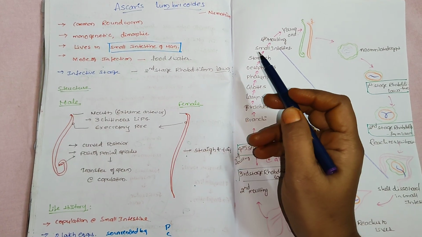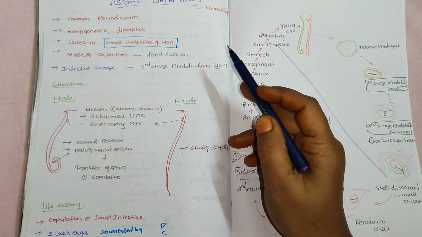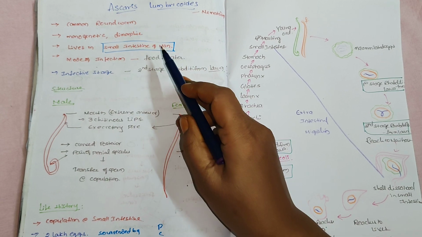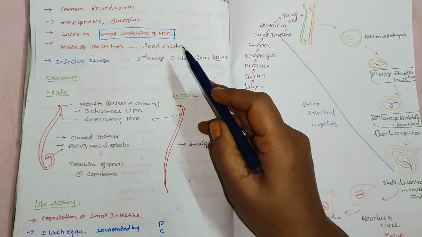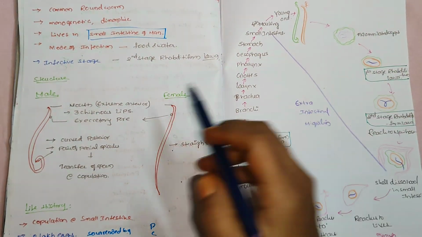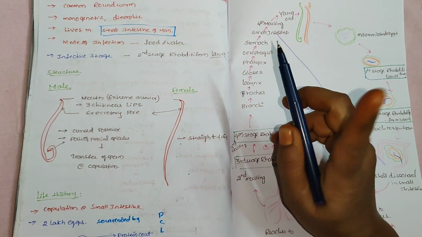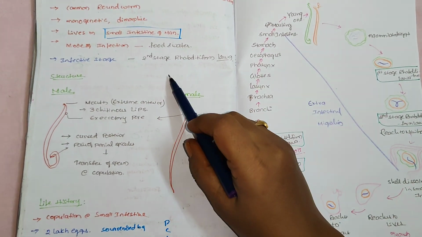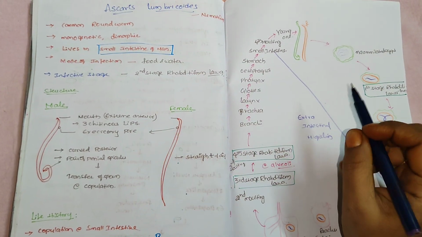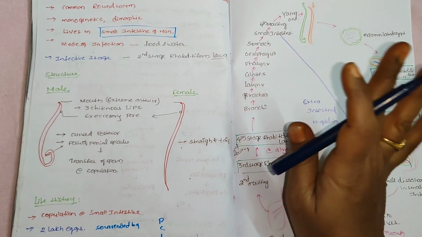So once we have to recollect, plasmodium lives in the cells, RBC or liver cells. Entamoeba lives in the large intestine, but Ascaris lives in the small intestine of man. And also the mode of infection is by contaminated food and water. The infective stage is the second stage rhabditiform larva. Plasmodium's is sporozoite. Here it is the second stage rhabditiform larva in the Ascaris. What about the entamoeba? The tetranucleate stage is the infective stage.